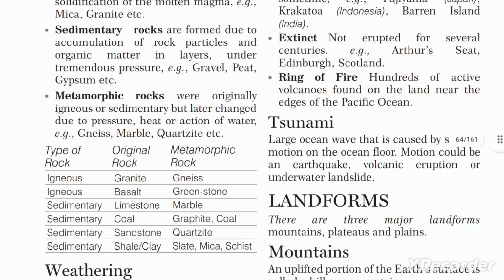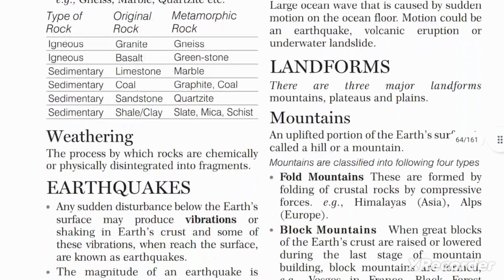Metamorphic rocks were originally igneous or sedimentary but later changed due to pressure, heat, or action of water. Gneiss, marble, quartzite, etc. Types of rock: original rock, metamorphic rock. Igneous, granite, gneiss. Igneous, basalt, greenstone. Sedimentary, limestone, marble. Sedimentary, coal, graphite. Sedimentary, sandstone, quartzite. Sedimentary, shale or clay, slate, mica, schist.